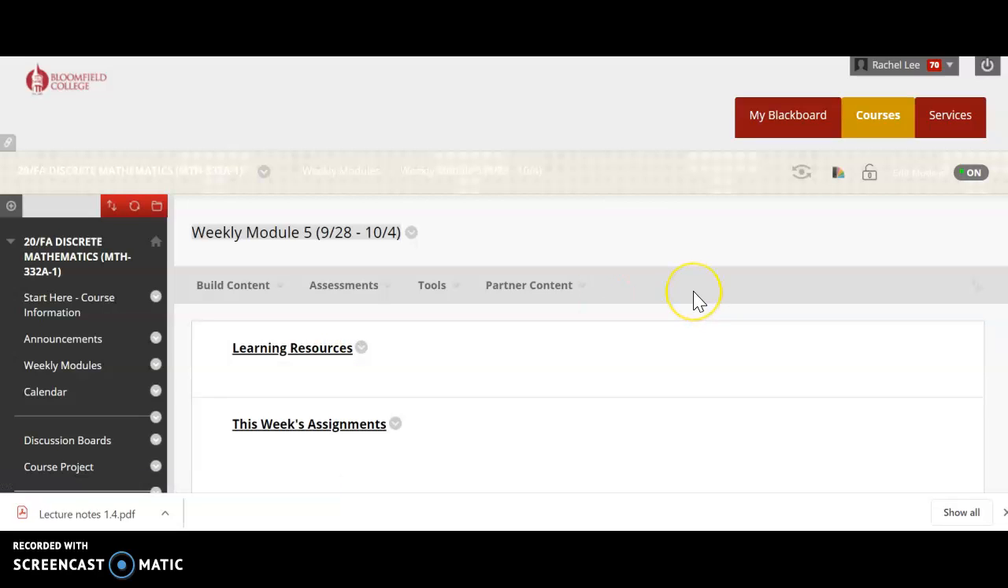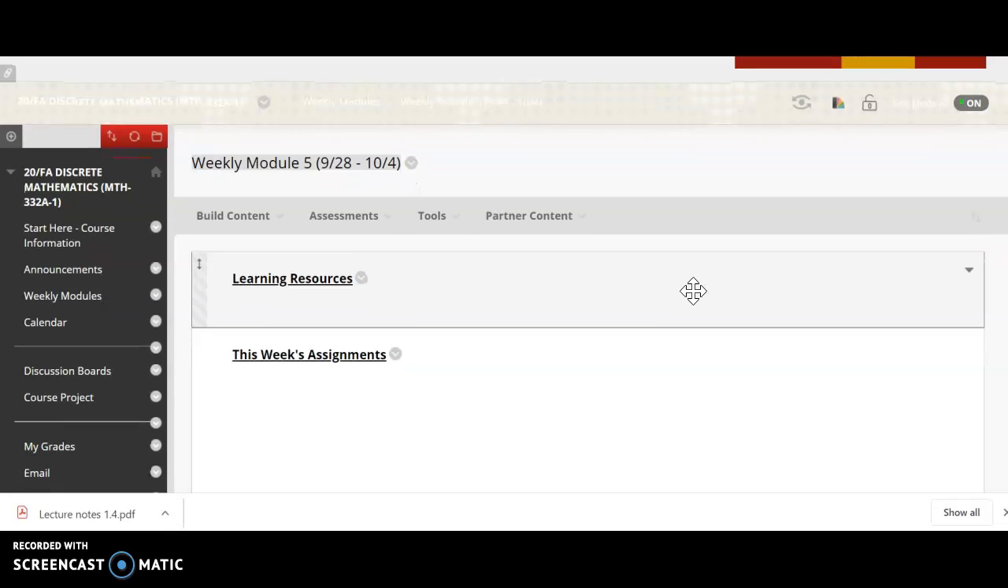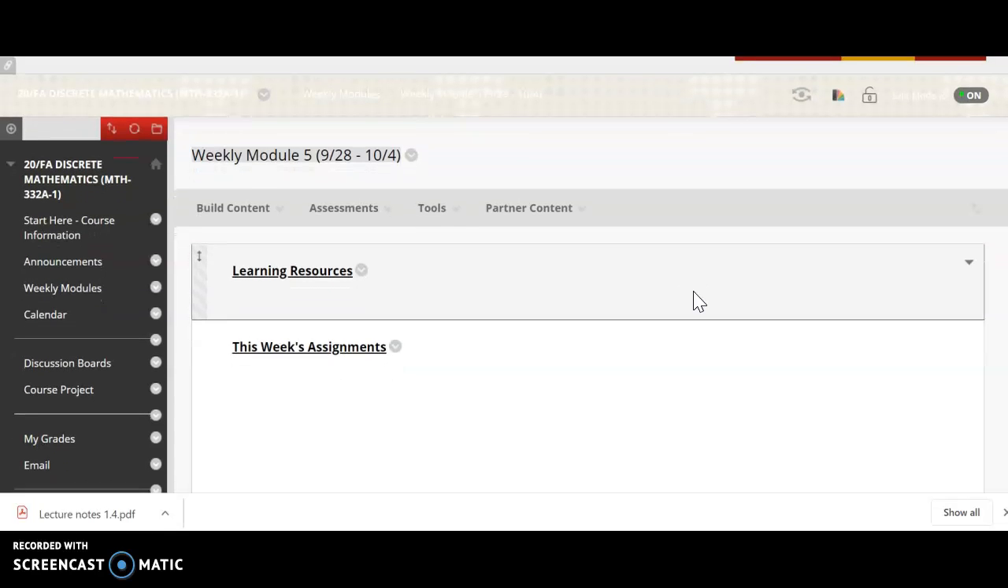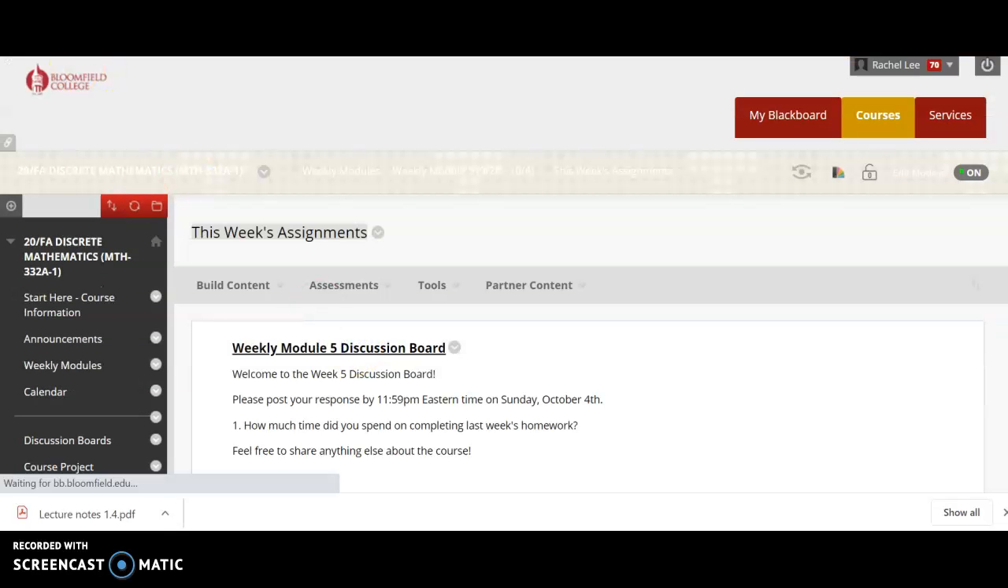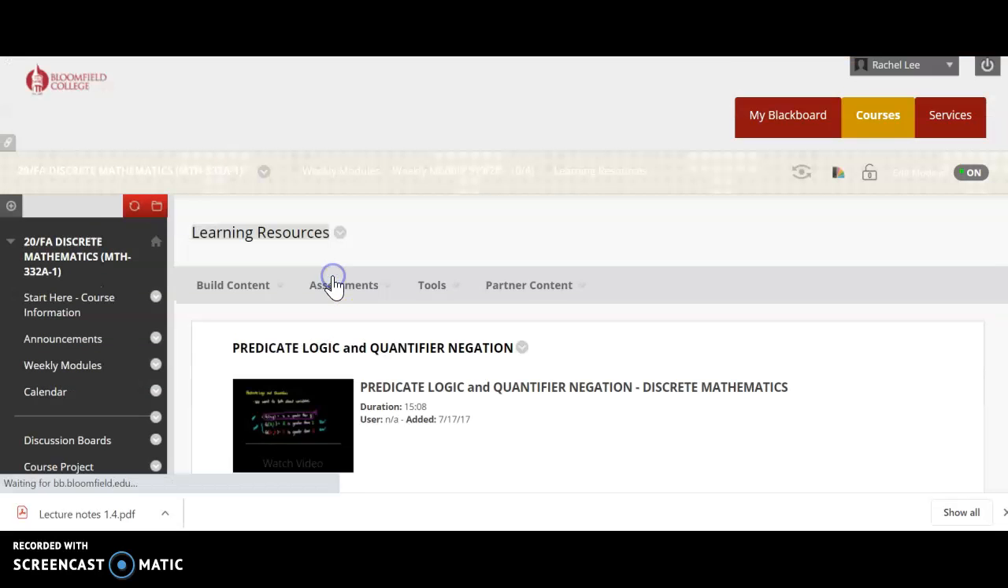So we're continuing on with our first chapter on logic and proofs, and this week's section is 1.4 of our new textbook, which covers predicates and quantifiers. So let's go over, starting with the learning resources.